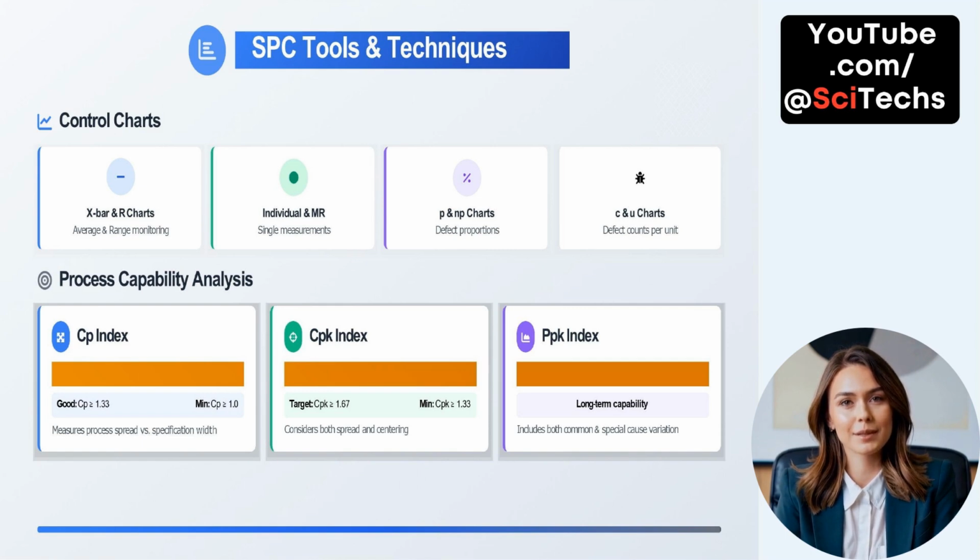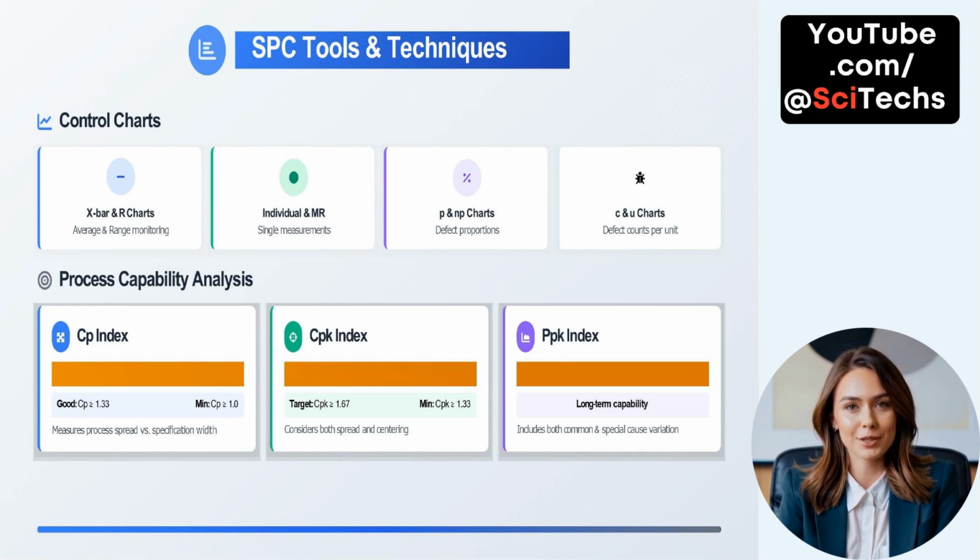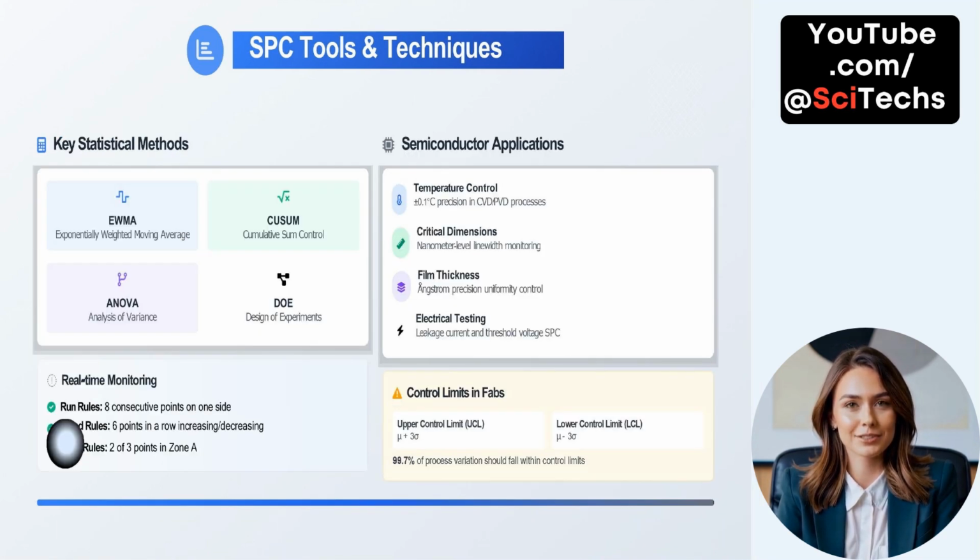In addition to charts, process capability analysis evaluates how well a process performs relative to specifications. The CP index measures process spread compared to the allowed specification width. A CP of at least 1.33 is desirable, though 1.0 is the minimum acceptable. CPK index adds the element of centering, with a target of 1.67 and a minimum of 1.33. Finally, the PPK index represents long-term capability, capturing both common and special cause variations, making it crucial for sustained quality control.